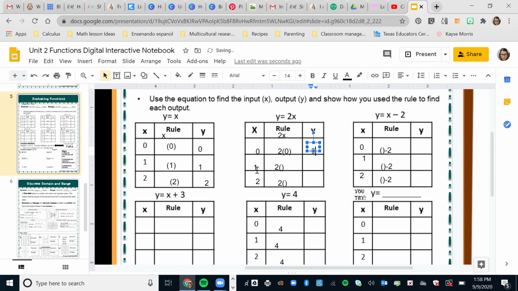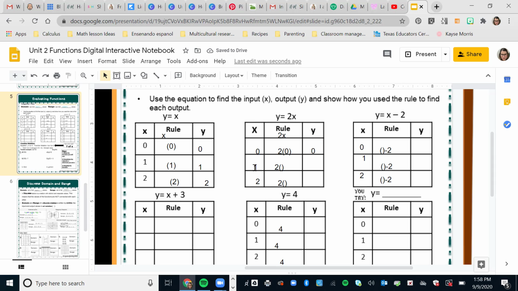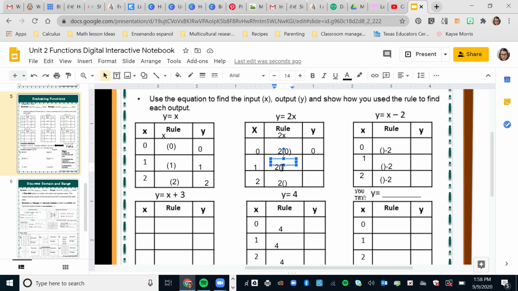Same thing here. Now I have my input as 1. So I'm going to substitute that 1 into my rule, which I got from my equation. So 2 times 1, and I'm going to simplify that expression. 2 times 1 is 2. So remember, whenever you see a variable and a number next to each other, so a coefficient with the variable, that operation is multiplication. That's why we're multiplying here. So here, 2 times 2.